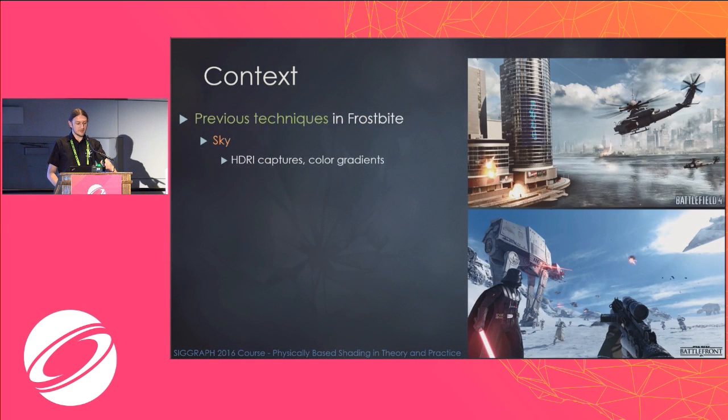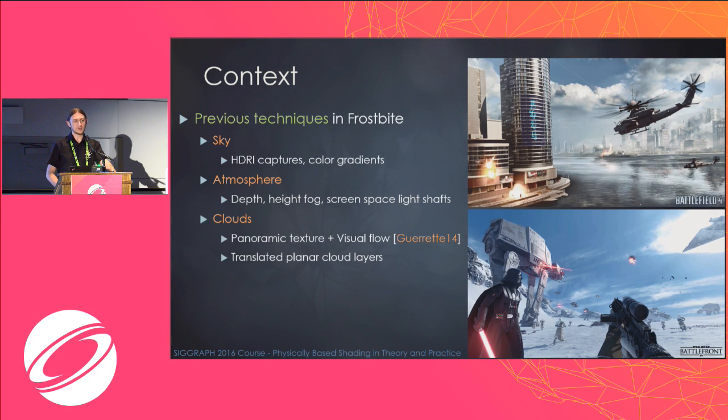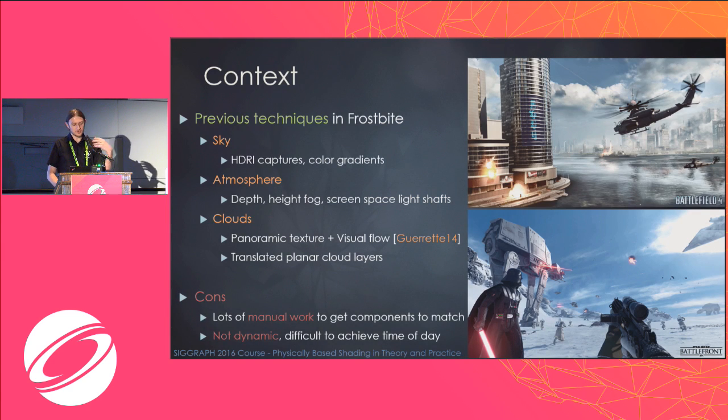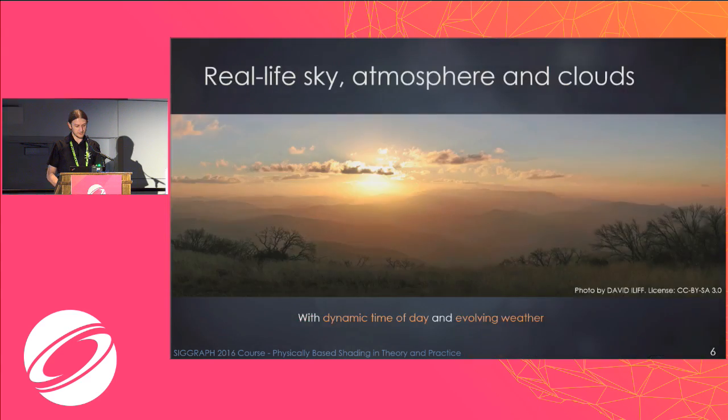But when it comes to sky and cloud and all that, the techniques we were using were still ad hoc. So for example, you could use HDRI capture for the sky, or gradient. For the atmosphere, you could use a regular depth and height fog and screen space light shaft. And for the cloud, you could use a high-quality panoramic texture or just planar cloud layers. And these techniques can be hard to make sure that all of them match together, and to make sure also that you can blend them correctly if you want to simulate time of day. So that was a lot of work for artists.